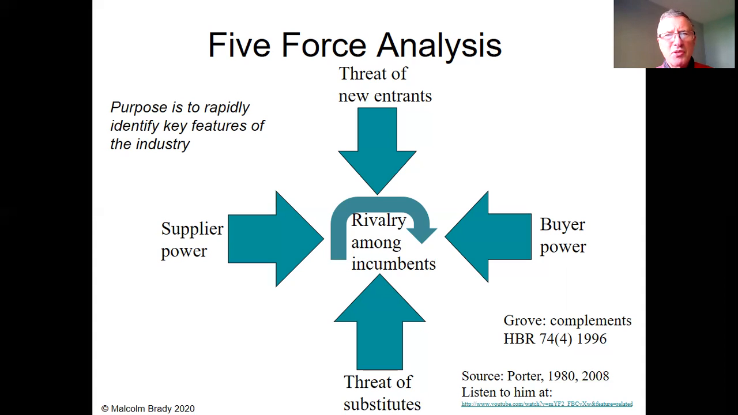Okay, so the substitutes are not another type of competitor in the same industry. We look at that under rivalry among the incumbents. Substitutes are from a different industry altogether. So it's important to think of that because it forces you to think widely. So, for example, contact lenses may be a substitute to eyeglasses or spectacles.